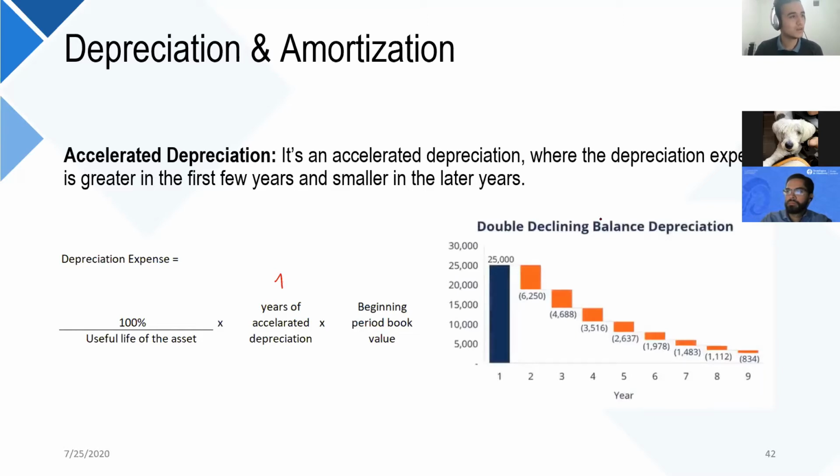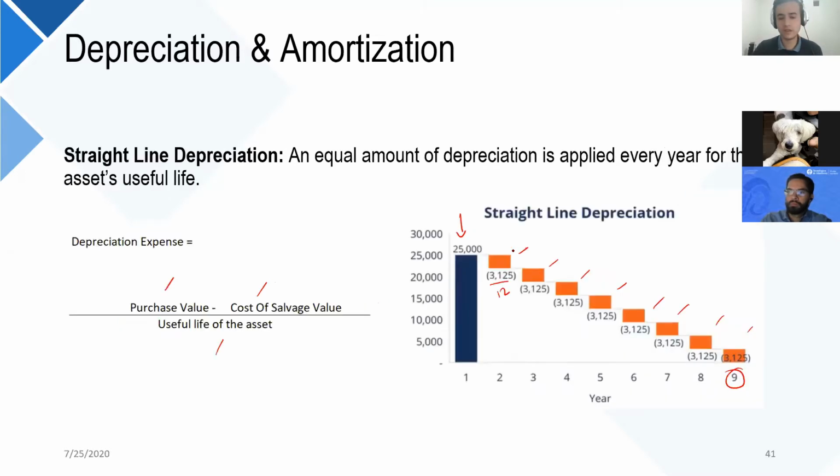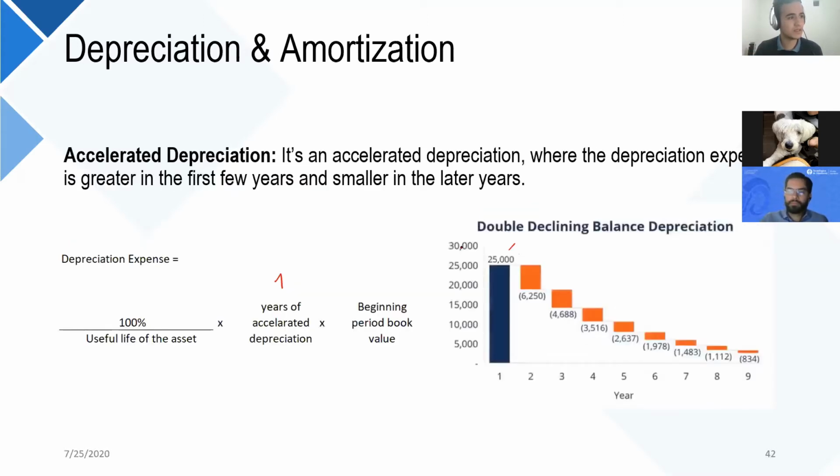Well, you will see the same value of the asset, but now, just compare this with the straight line depreciation, where you see the same value being deducted from your asset's life every year during the useful life of the asset. Here, what you see is double of that amount, and then you are accumulating the depreciation faster.